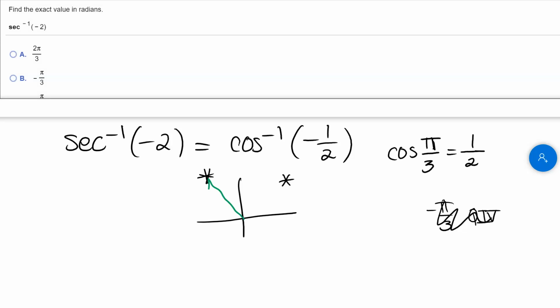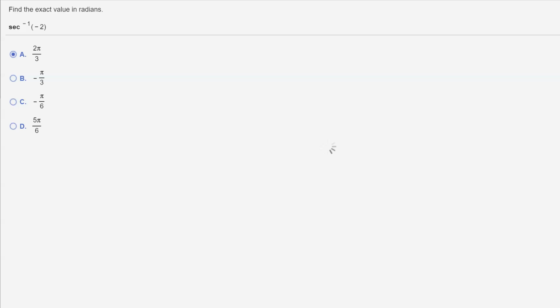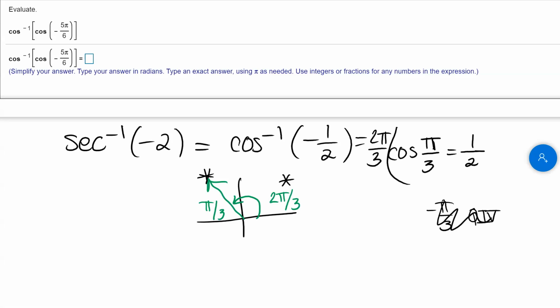So what do we want? We want this angle right here. That's in quadrant 2 because that's where cosine is negative with reference angle pi over 3. So we are a pi over 3 away from pi, so that means we are not quite to 3 pi over 3, so we must be at 2 pi over 3. Okay? All right, I hope that makes sense. Halfway through. Let's keep going.